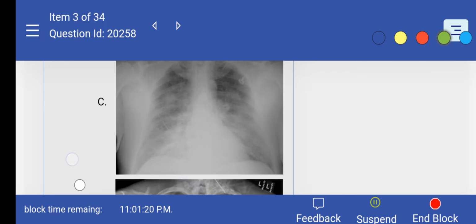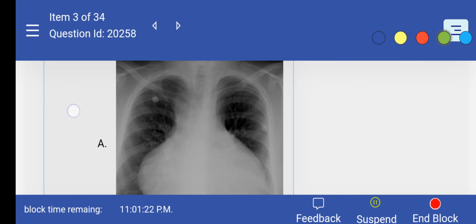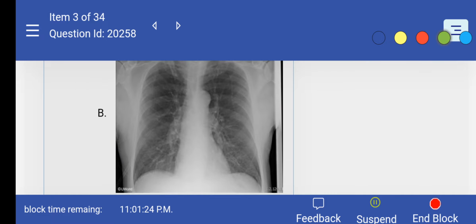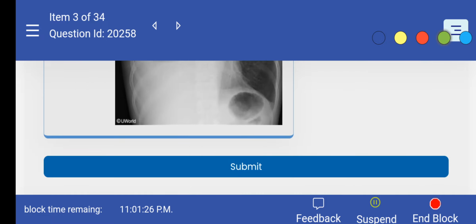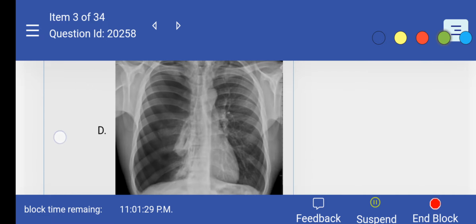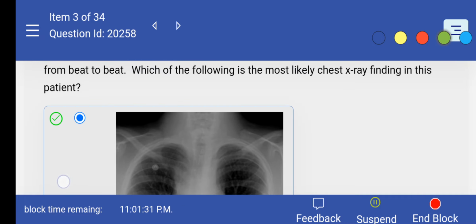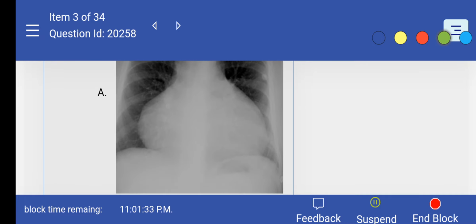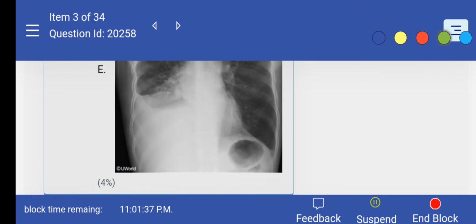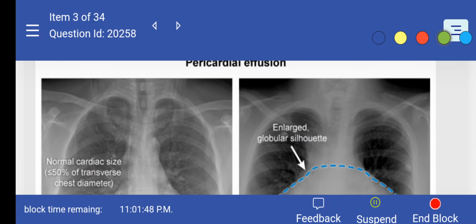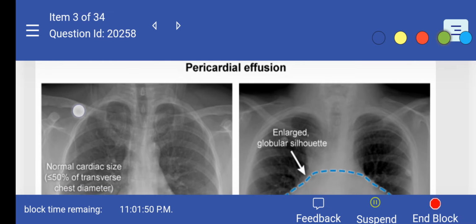So the correct answer for this question is option A. Why? Let us see the explanation. So the correct answer for this question is option A. Why? Because this is associated with the effusion. As I was saying, this is the case of pericardial effusion.